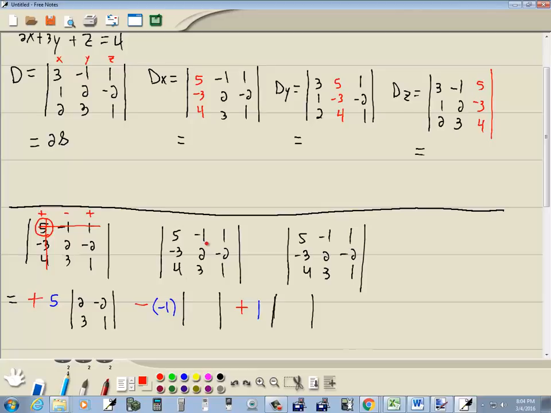This number is -1, so we're working with this. We'll cross out the row and column it's in, and that's going to leave us -3, -2, 4, and 1. And then our last one, we'll be working with this number. So we cross out the row and column it's in, and that's going to leave us -3, 2, 4, and 3.